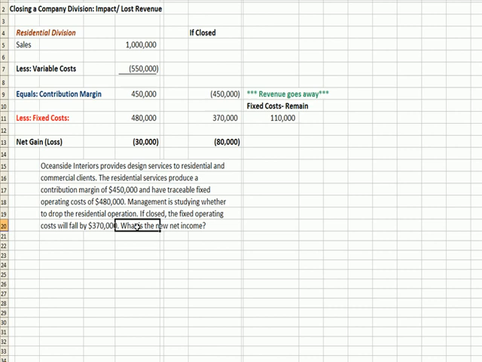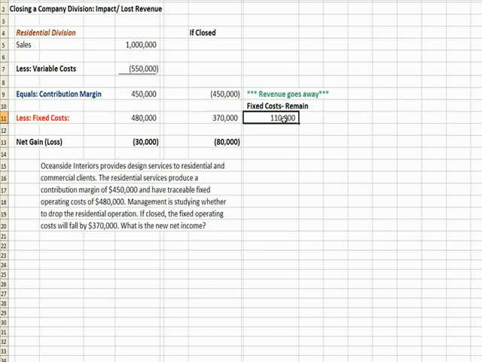Well, bear in mind that this contribution margin will go away because if we're not selling anything, the sales go away and the variable costs related to the sales go away. So we're going to lose the $450,000 contribution margin. We're going to gain from the $370,000 in fixed costs that go away. That was explained at the end of the question. But you'll note that $110,000 in fixed costs remain.